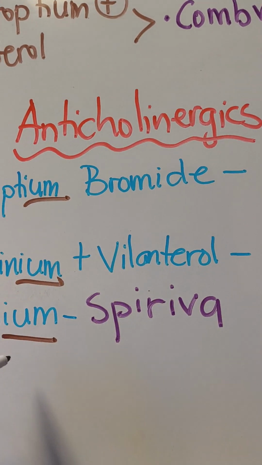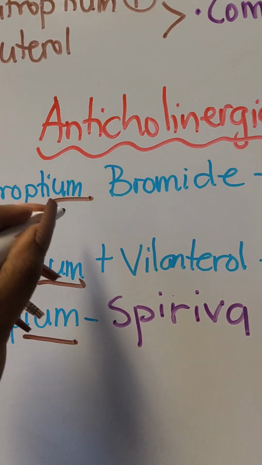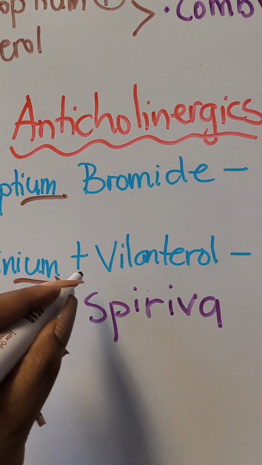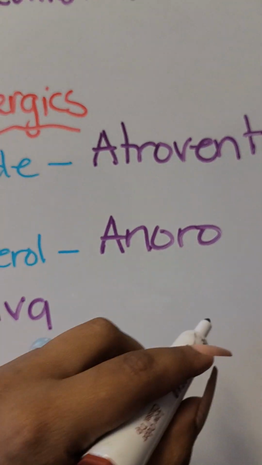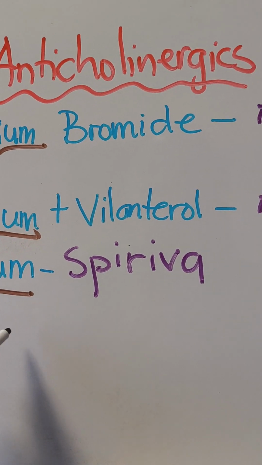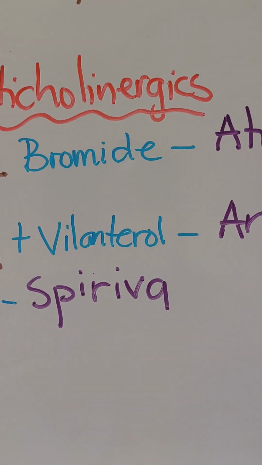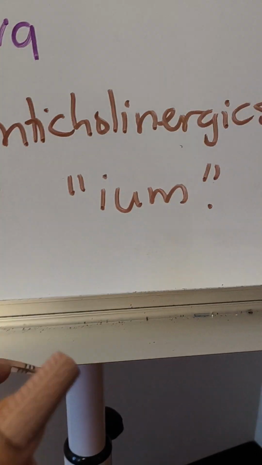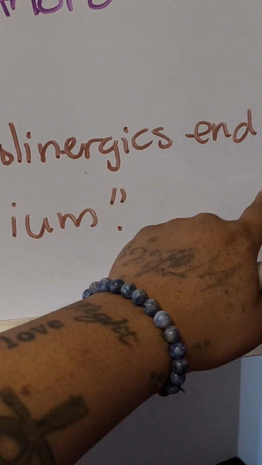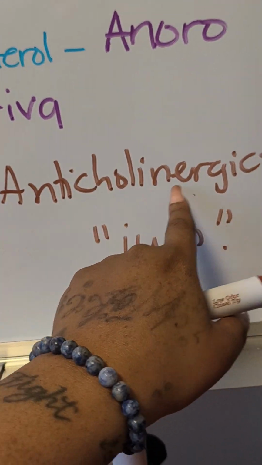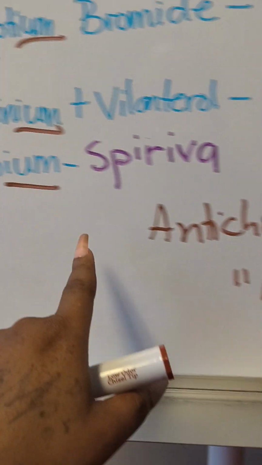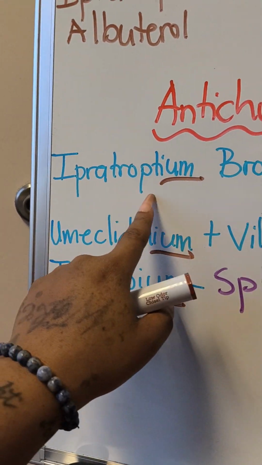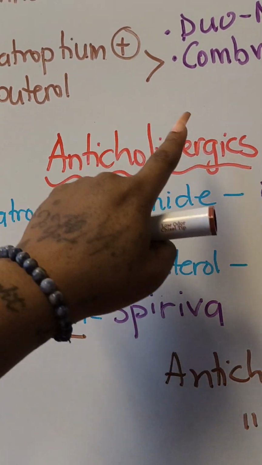Anticholinergics end in ium. Okay. Ipratropium bromide is Atrovent. Umeclidinium plus vilanterol is Anoro. Tiotropium is Spiriva. Okay. So if you remember this sentence, anticholinergics end in ium. Tiotropium, umeclidinium, and ipratropium are all anticholinergics.